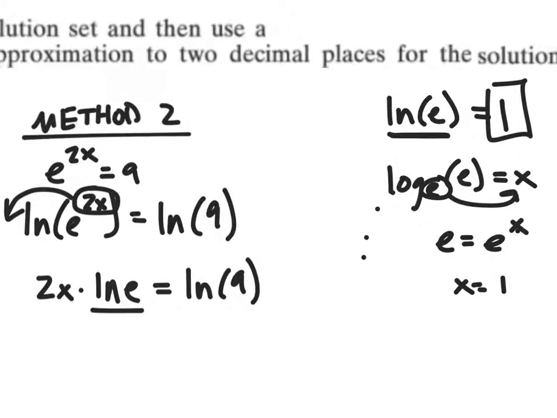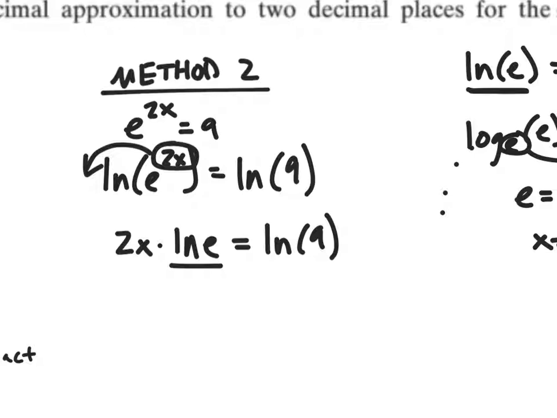So when you do this, that's what's nice about applying the natural log to both sides, especially for an equation where you have e as your base, you would want to do that. And the reason why is because the natural log of e just becomes 1. So you have 2x times 1 is equal to the natural log of 9.